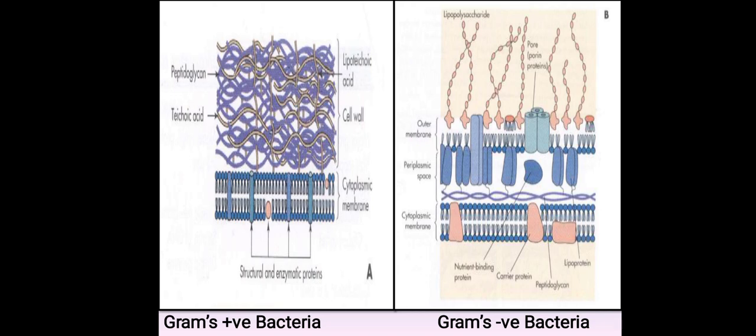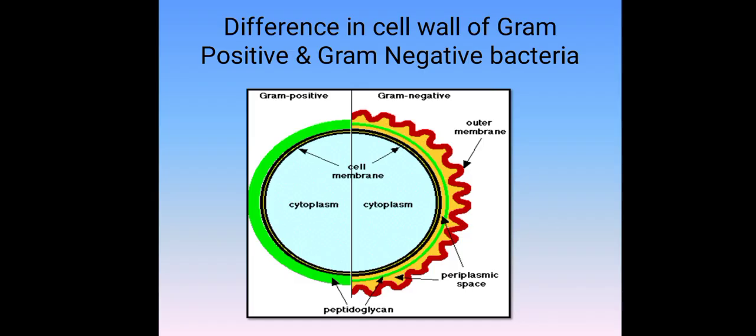In contrast to that, in the case of Gram negative bacteria, the peptidoglycan layer is very thin, and the outer membrane is composed of a lipid bilayer. A higher amount of lipopolysaccharide is observed within the cell wall of Gram negative bacteria.